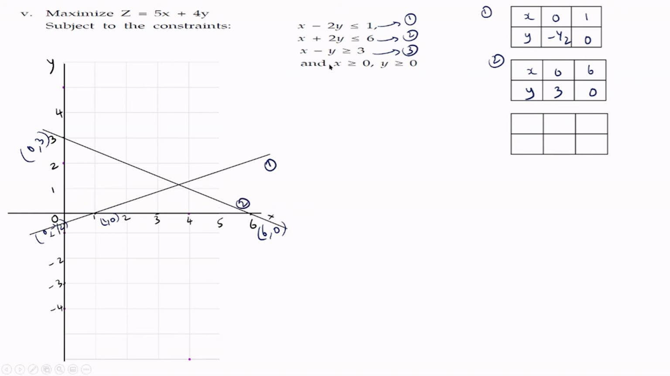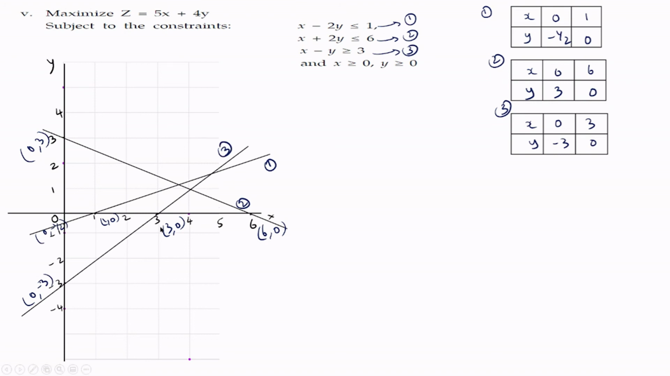Moving on to the third line, x minus y equal to 3. When x is 0, y is minus 3 and when y is 0, x is 3. So this is (0, minus 3) and here is (3, 0). So if we draw a straight line joining these 2 points, we will get the line x minus y equal to 3. So this is the third line.